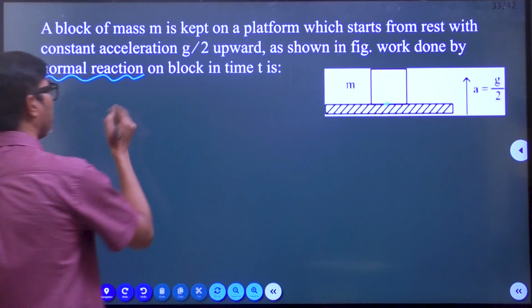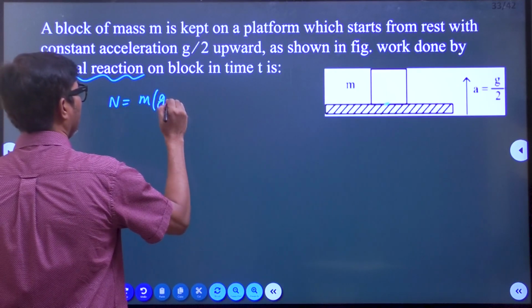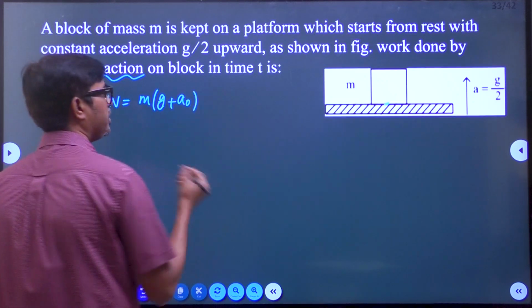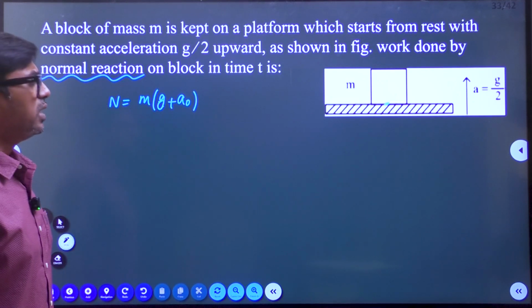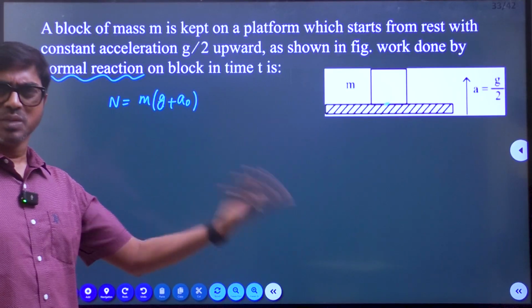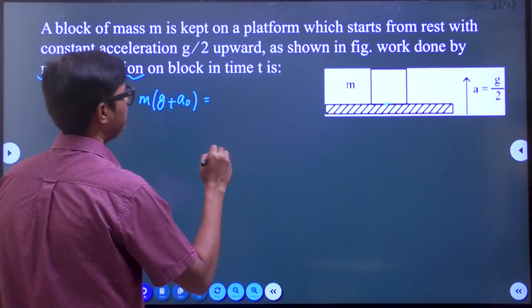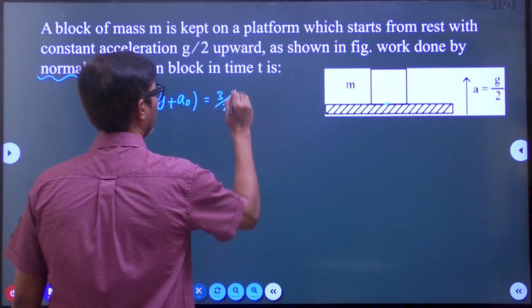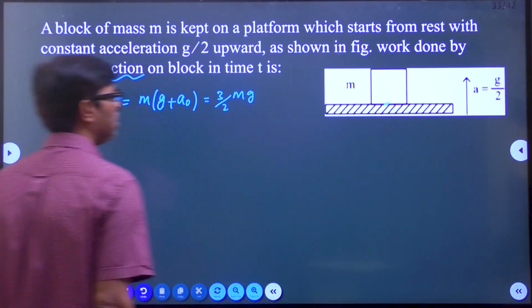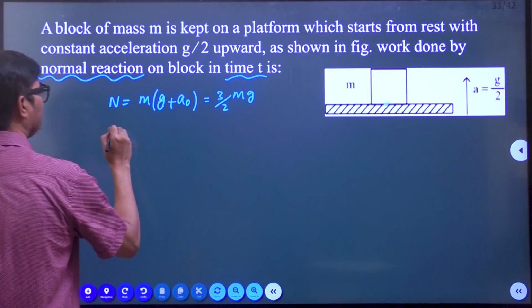So anyway, what is normal reaction here? I think students remember it like a formula, M into G plus A. With respect to the platform, pseudo force will be there. MA plus MG is the normal reaction. That is going to be G plus G by 2, 3G by 2, so 3 by 2 mg. That is normal reaction. And then in T time, what will be the displacement of the point of application?